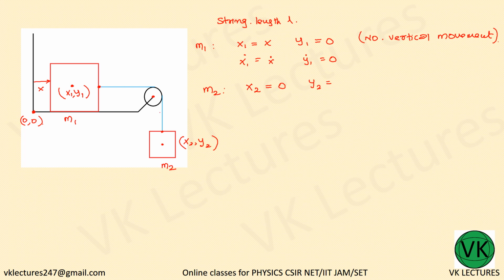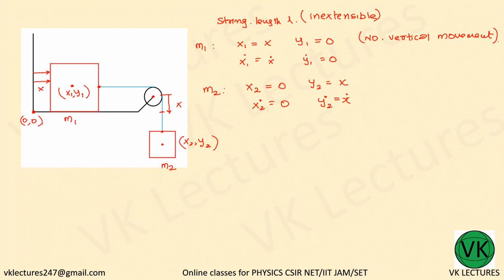So whatever displacement it had along x, the same distance will be moved in this direction, that is x, right? Because the string has a length L which is inextensible. It is a rigid string, so it is not extendable. So y2, that means the downward direction, would be x. So x2 dot is equal to 0 and y2 dot equal to x dot.